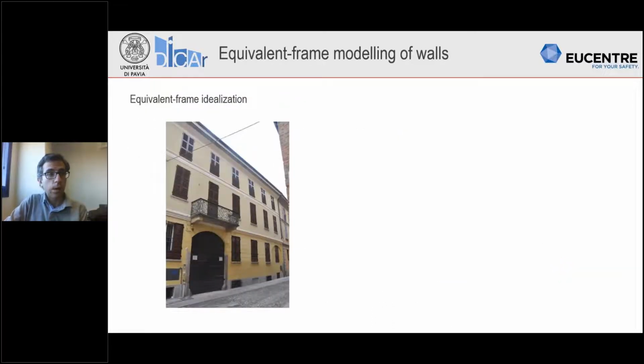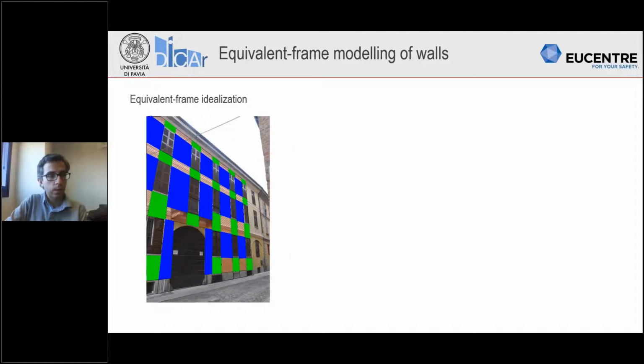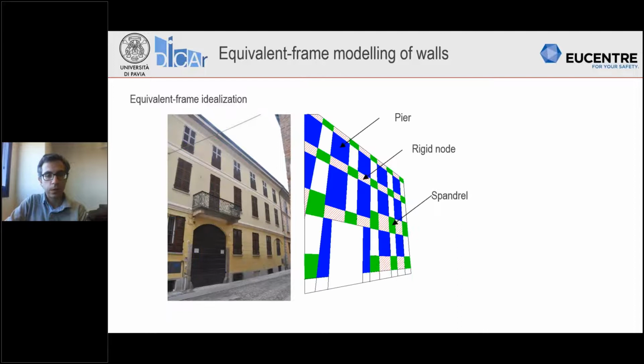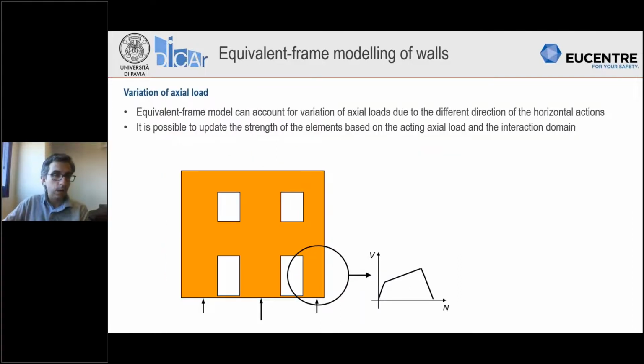Now here you can see an example of equivalent frame idealization with reference to a real building. So you can see the wall and its schematization with piers, spandrels, and rigid nodes. As I was saying, equivalent frame models can account for the variation of axial load, which can take place during nonlinear analysis and actually also during the real behavior of the building under an earthquake.